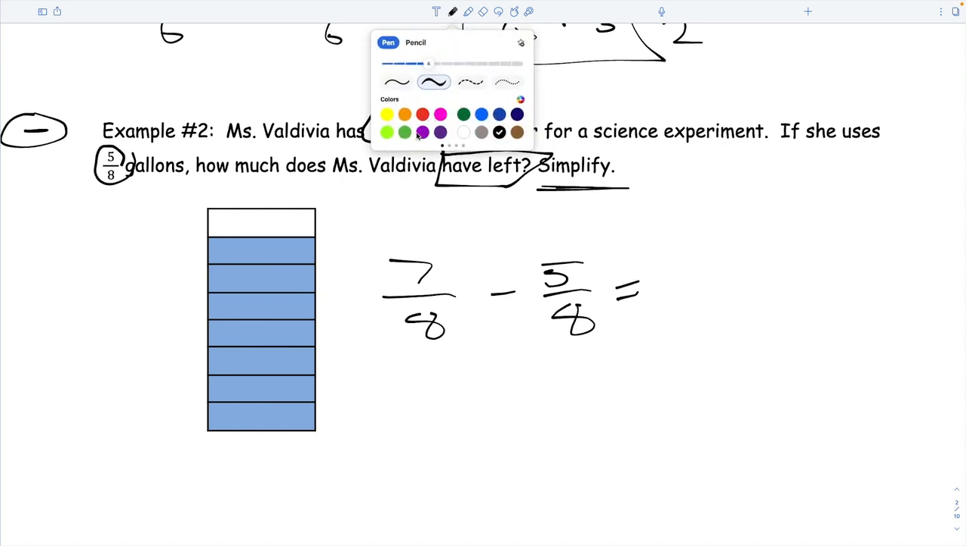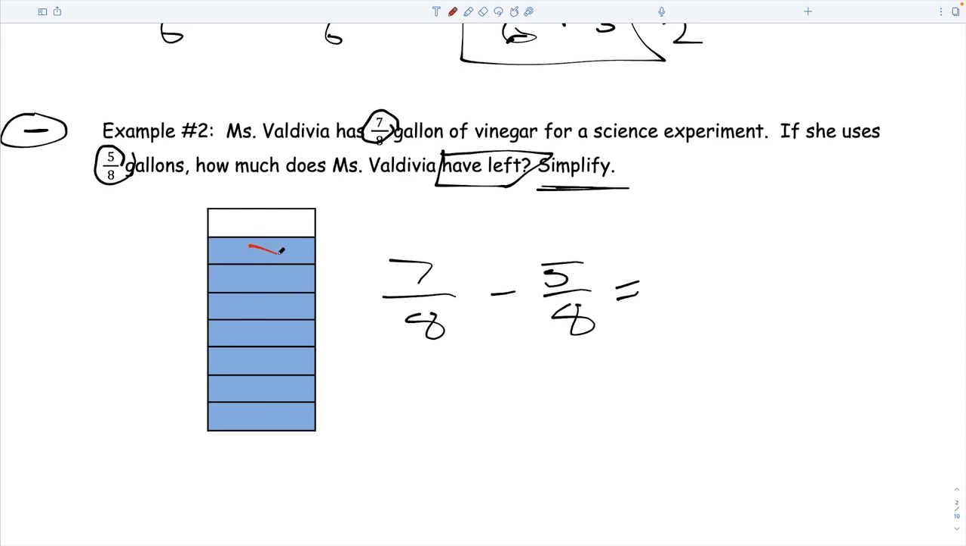Look at the model. There are 7 total out of 8 boxes. We are subtracting 5. With your pencil, put an X in the first shaded box. That's 1/8, 2/8, 3/8, 4/8, 5/8. How many total are left, Hunter? 2 out of 8. And if you looked at the actual problem, 7 minus 5 gives me 2.